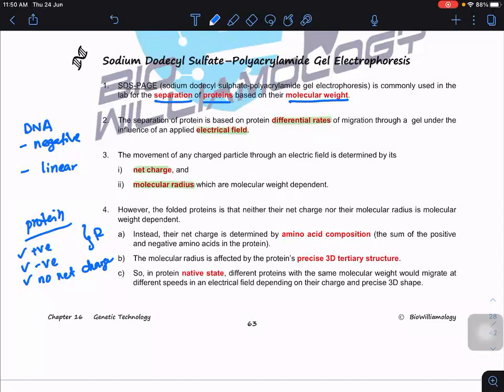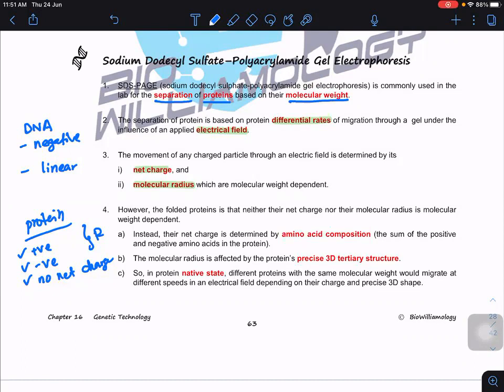If there are more positively charged R groups compared to negatively charged R groups, then the protein will be positively charged. If the protein has more negatively charged R groups, definitely the net charge of the protein will be negative. Or if positive and negative charges are in equal number, then it has no net charge. Are you clear? So net charge becomes the problem for migration. Some will migrate to the positive terminal, some will migrate to the negative terminal, and with no net charge, they cannot move at all.